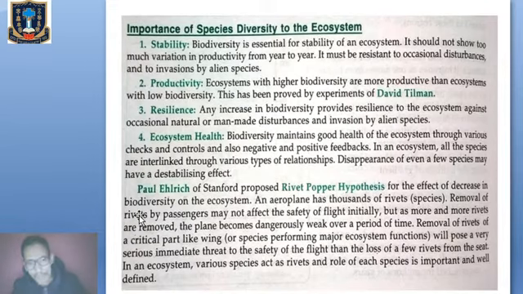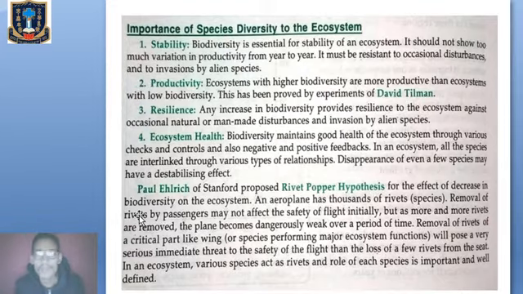Okay. Now next one, we'll talk about the importance of species diversity in the ecosystem. First one, the biodiversity or the species diversity will bring stability to the ecosystem. That is, it should not show too much variation in productivity from year to year. Okay, and it must be resistant to occasional disturbances and to invasion by alien species. So biodiversity is very important for the stability of an ecosystem. If there is a loss of biodiversity, then the stability of the ecosystem will also be lost.